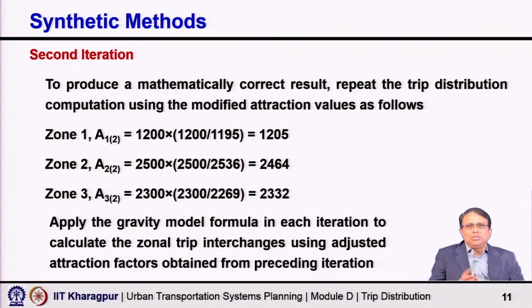So, what you have to do? You have to target little higher. That is what we are now targeting, not 2300, but we are targeting 2332. So, that is our new targets. With these new targets, I will not use attraction as 1200, 2500 and 2300 for zone 1, 2 and 3. Rather, I will use now attractions as 1205, 2464 and 2332 respectively for zone 1, 2 and 3.